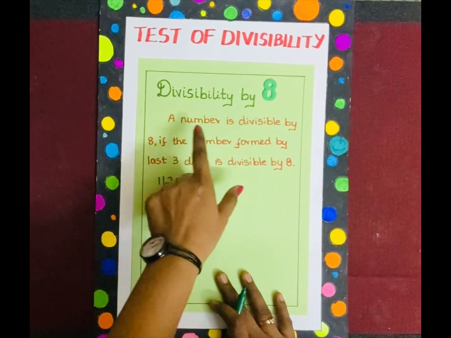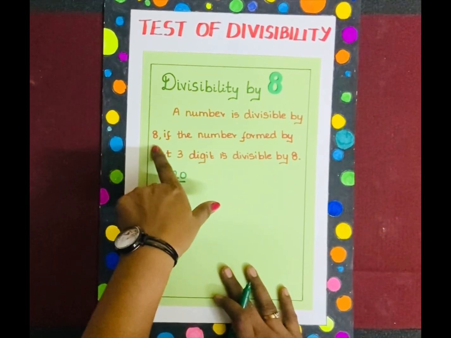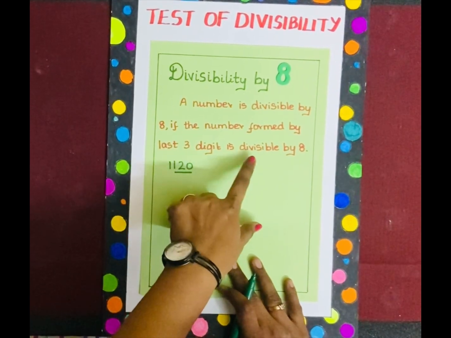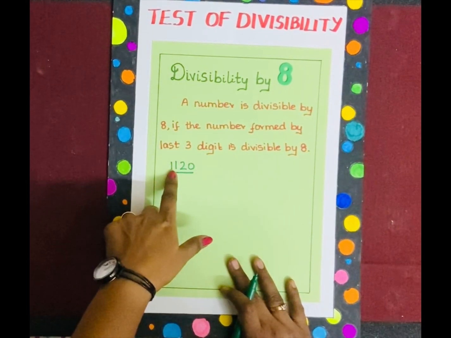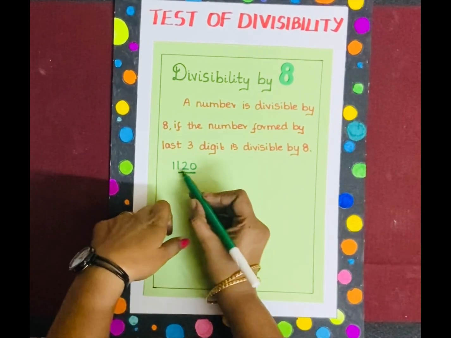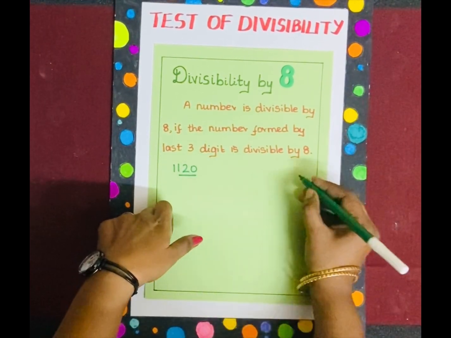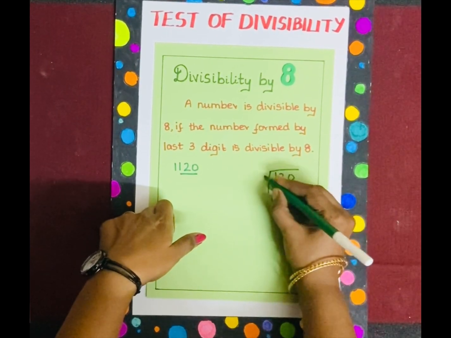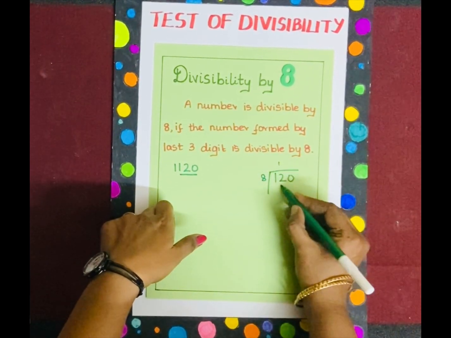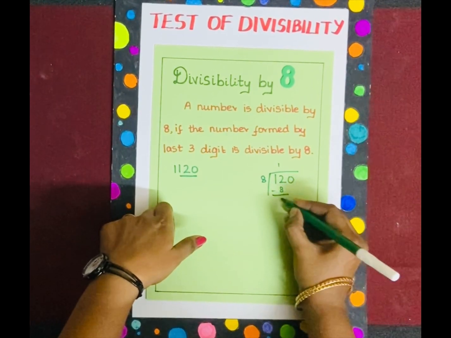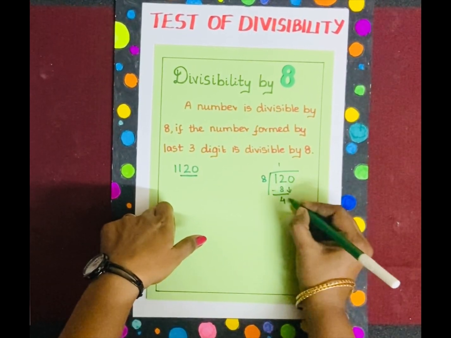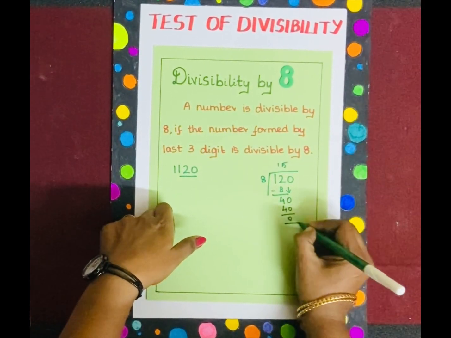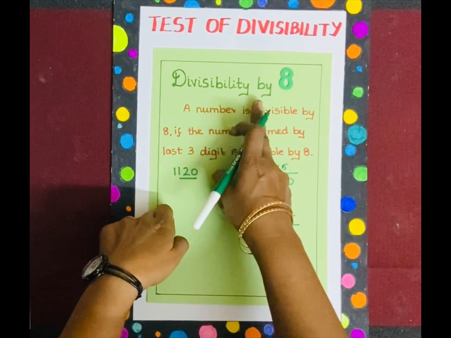Divisibility by 8. A number is divisible by 8 if the number formed by the last 3 digits is divisible by 8. For example, 1120. See the last 3 digits, 120. So we have to divide 120 by 8. 8 ones are 8, 12 minus 8 is 4, 0. So 8 fives are 40. So 1120 is divisible by 8.